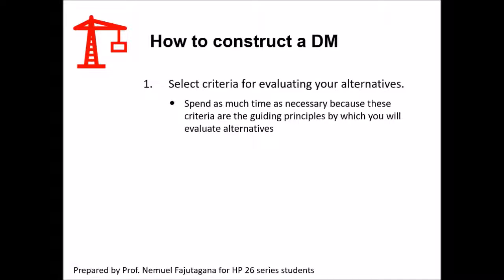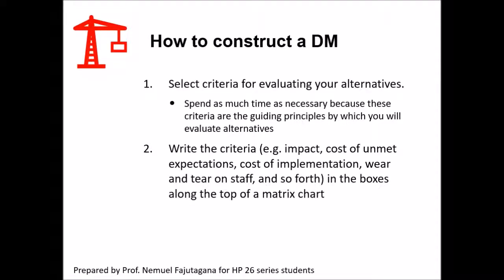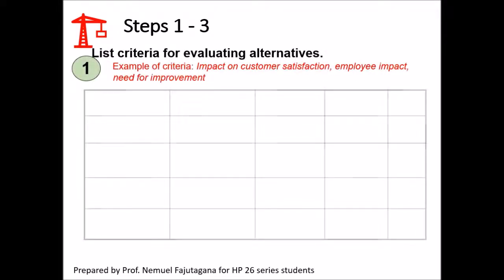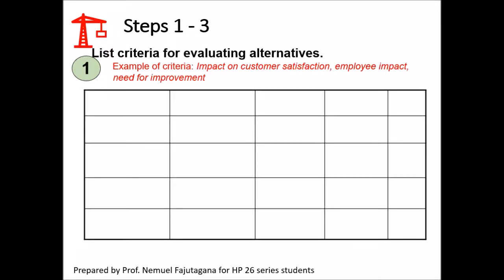There are more alternatives. Write the criteria in terms of impact, for example, cost of unmet expectation, cost of implementation, wear and tear, and so forth. And then decide on the relative weight of each criteria. So you don't just say equal. There might be a bigger one. No? So list criteria for evaluating alternatives. Let's say, for example, you write a table here, right? You write a table or you prepare a table.